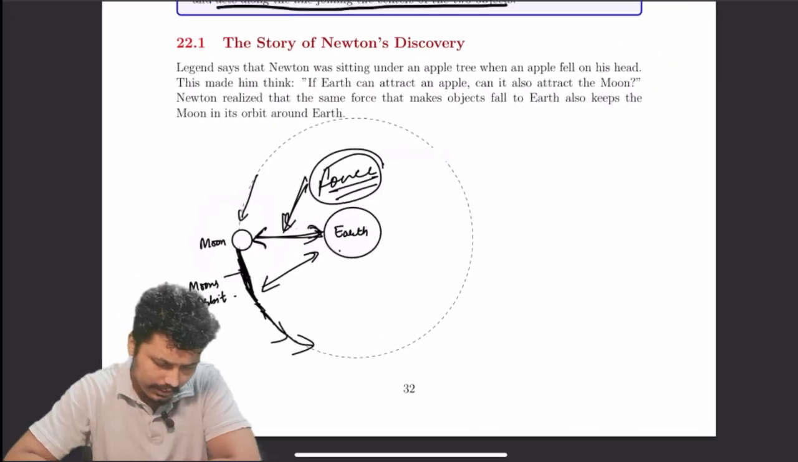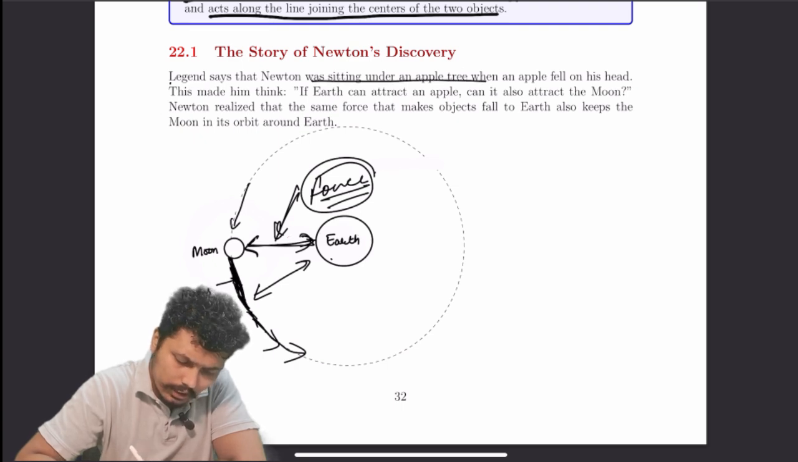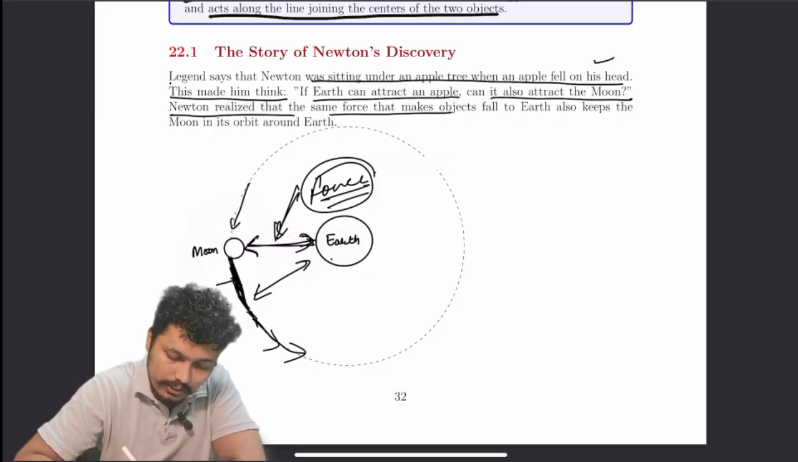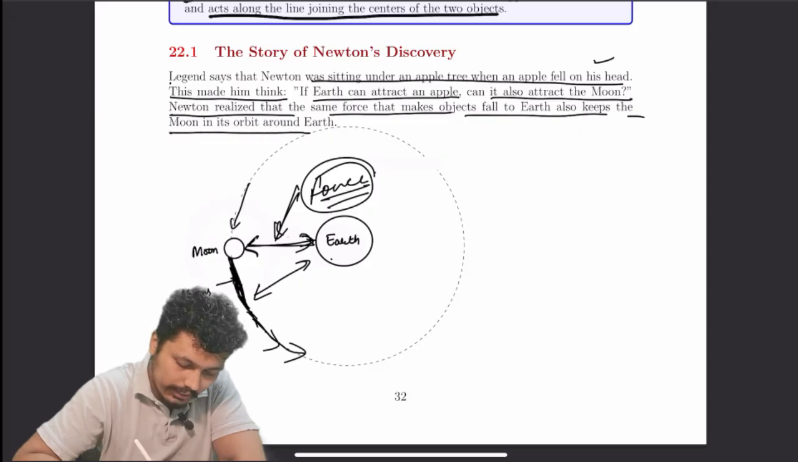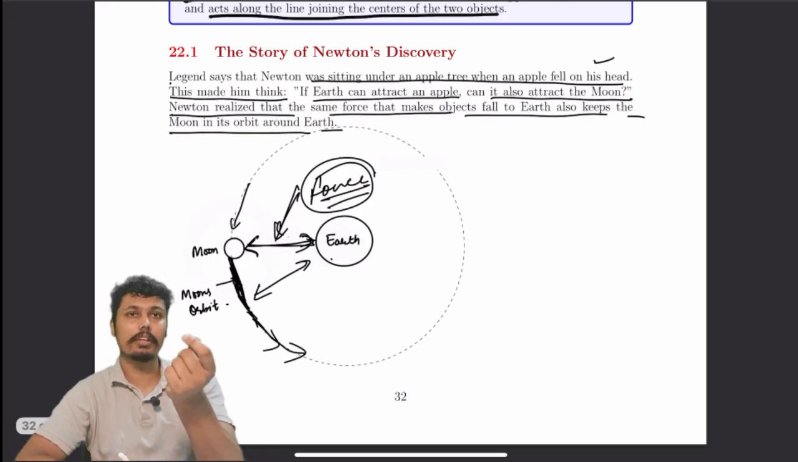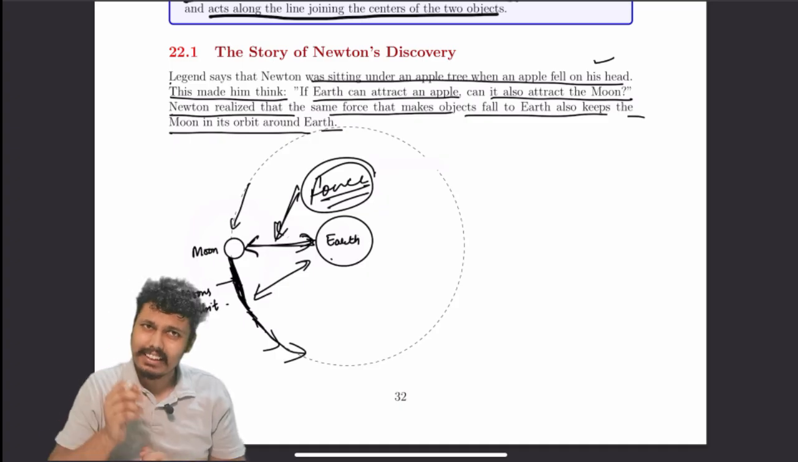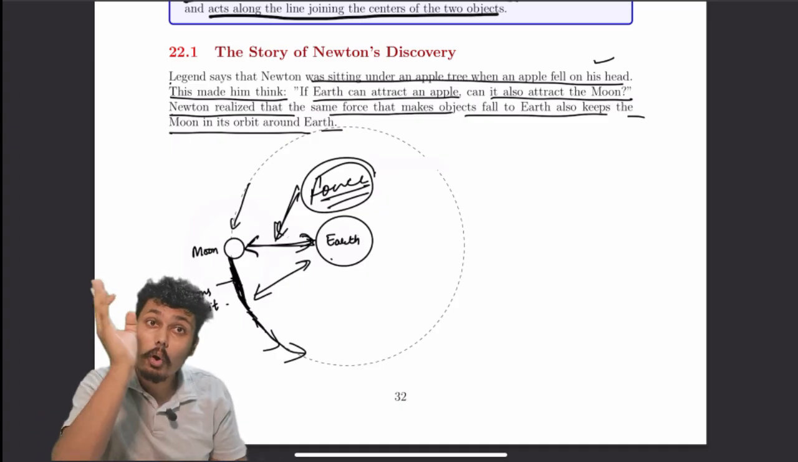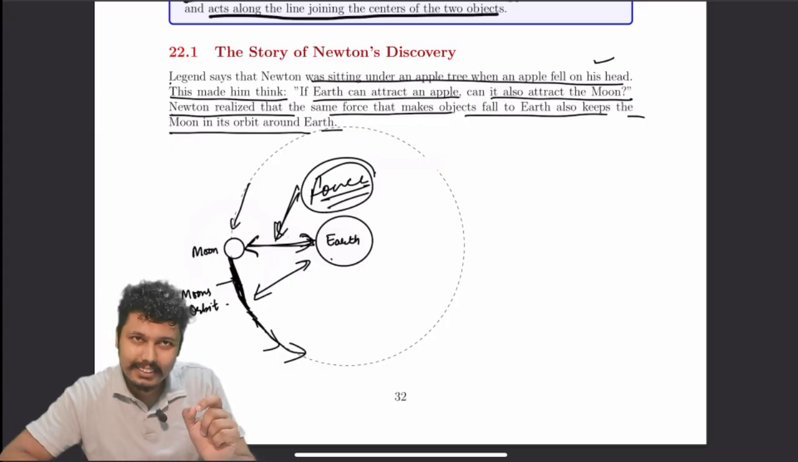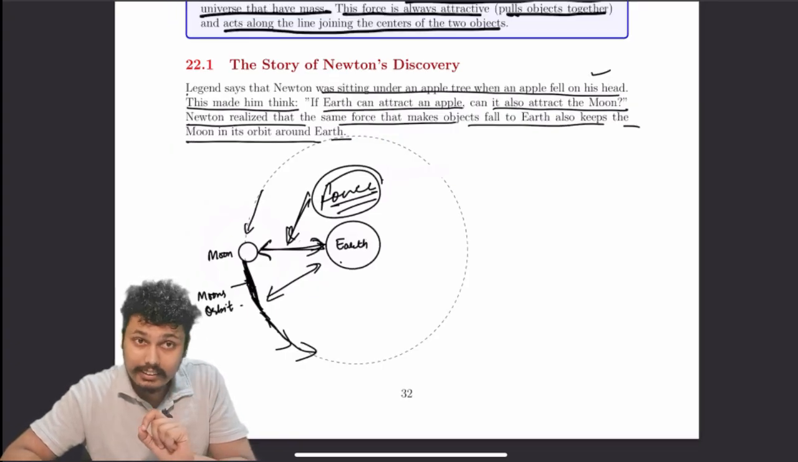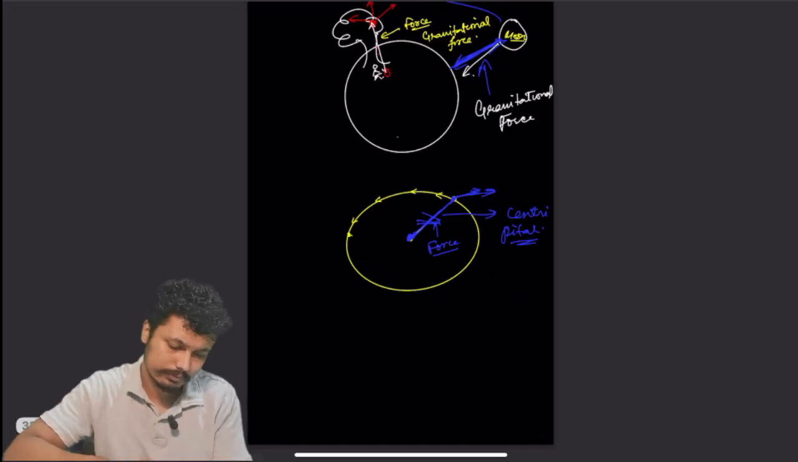I have already explained, and it is written here also. An apple fell on his head from an apple tree. This made him think, if earth can attract apple, can it also attract the moon? Newton realized that the same force that makes objects fall to the earth also keeps the moon in its orbit around earth. So if the apple is falling down to the earth, that means the same force is letting the moon not go away. The moon is not going away from the earth, and it is not coming to the earth. The reason is also gravitational force.